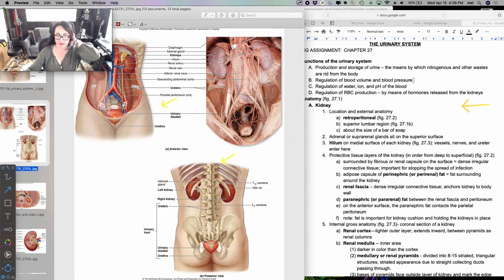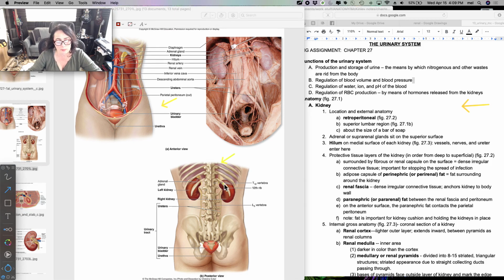So if you're looking at them with reference to other things, here's T12, right, the last vertebra that has a rib attached to it. And so you've got L1 and L2, so you see where they are. This is the last rib, the T12 vertebra right there, and L1 and L2.